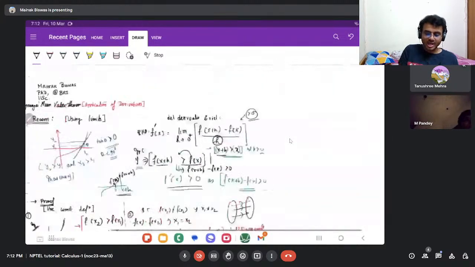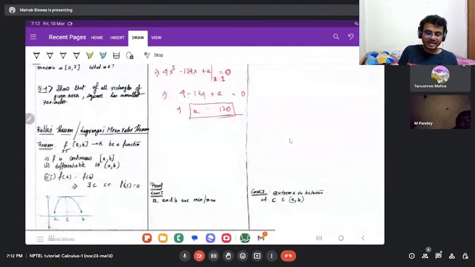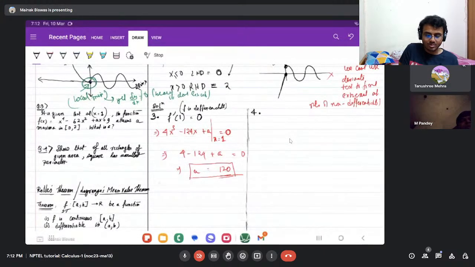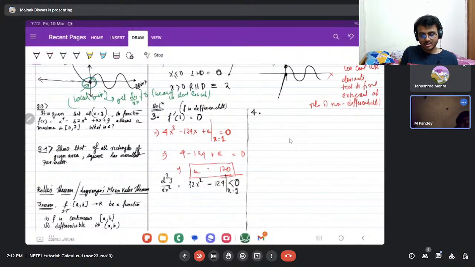Now just to check if it is a maxima point, you can take the second derivative. It's not required here because you just have one value. So d2y/dx2 is equal to 12x square minus 124, which is clearly less than 0 at x equal to 1. So it's a maxima, right? I took the derivative again and showed that the second derivative is less than 0, which is actually 12 minus 124, so it's a negative slope.